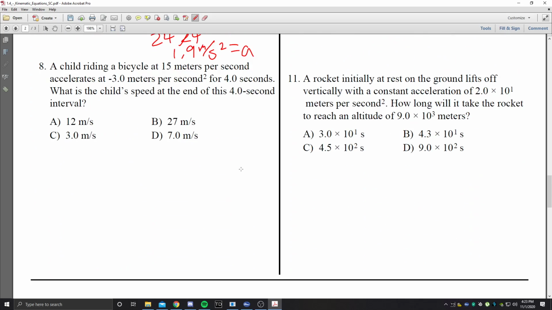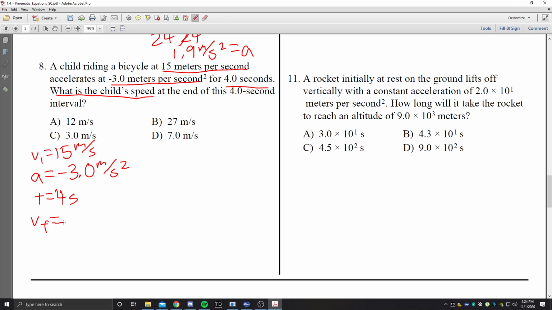Number 8. A child riding a bicycle at 15 meters per second accelerates at -3.0 meters per second squared. So your initial velocity here, they actually give it to you, which is 15 meters per second. And you're accelerating at -3.0 meters per second squared for 4 seconds. So what is the child's speed at the end of this 4-second time interval? So what is your final velocity?